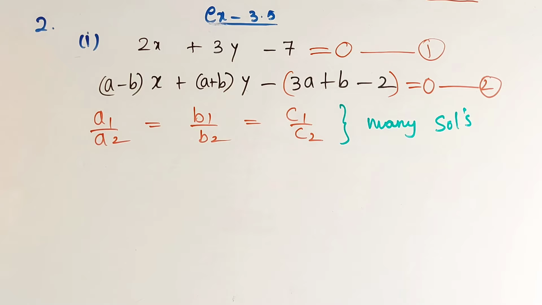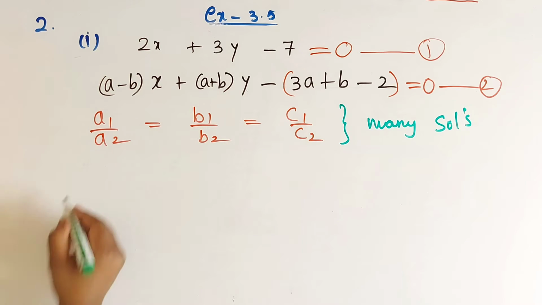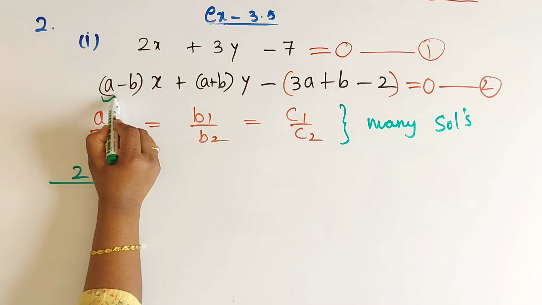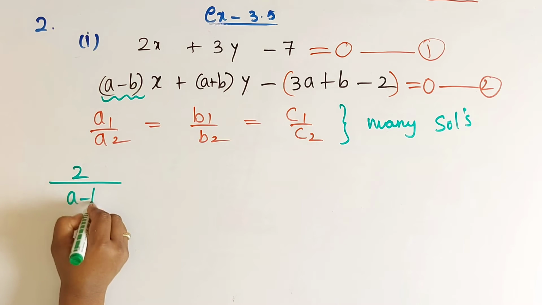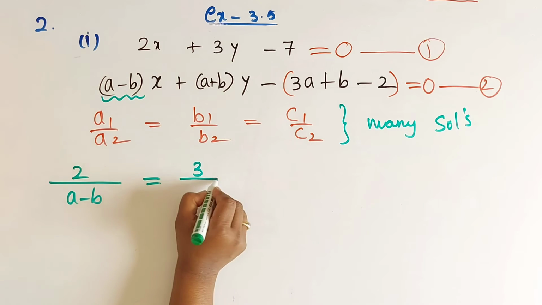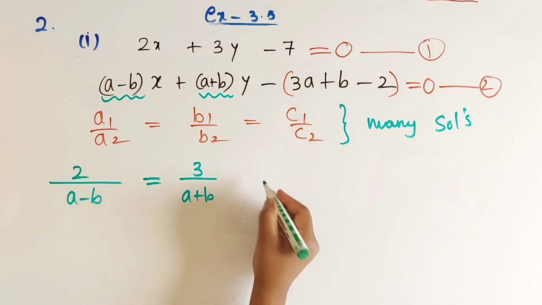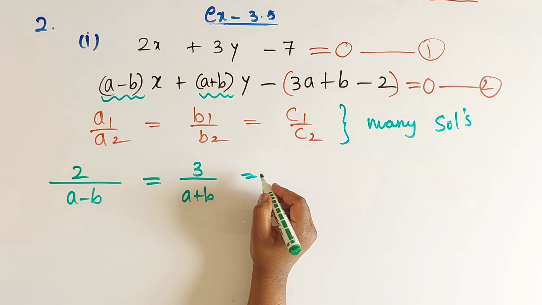So what is a1 by a2, children? Here a1 is 2. 2 divided by a2 means a minus b. A minus b, that is equal to b1. b1 is 3 divided by b2 means a plus b, children. A plus b, that is equal to c1 by c2.